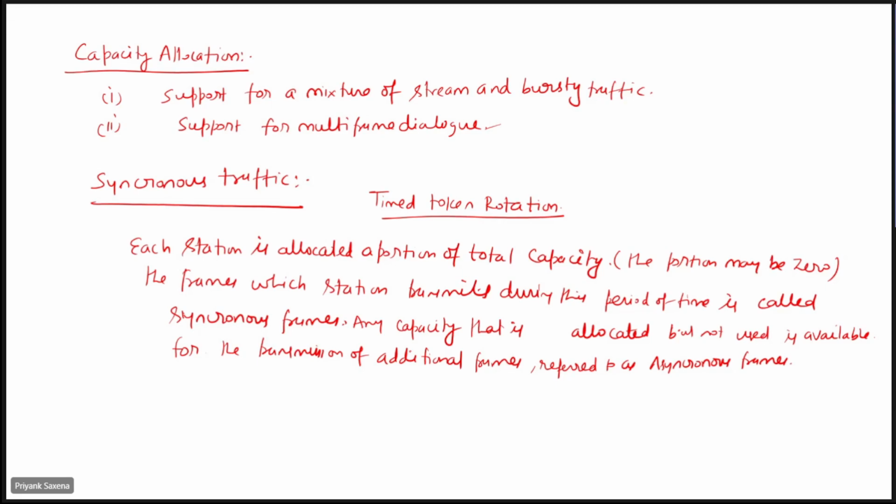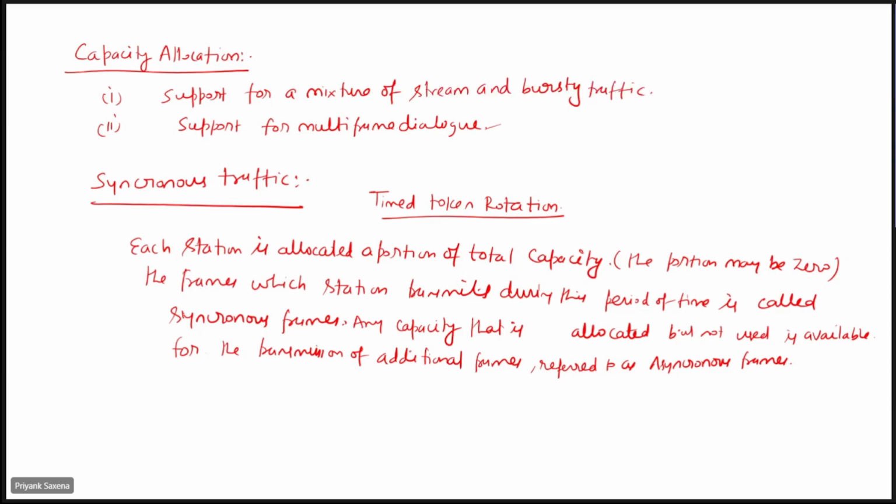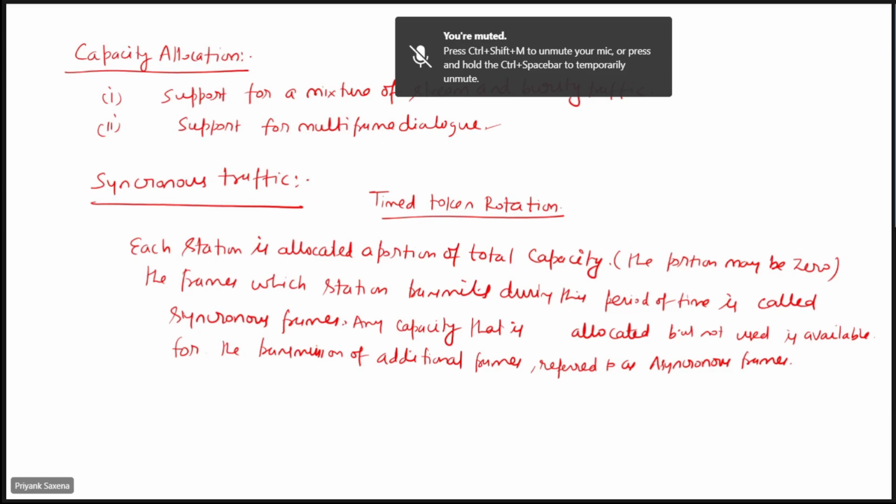suppose I said that the station has to send 10 frames, so it will send 10 frames from its synchronous allocation. And if it has got a time of 20 frames, then the remaining 10 frames it can use for asynchronous traffic to be handled, right? So you will understand it.